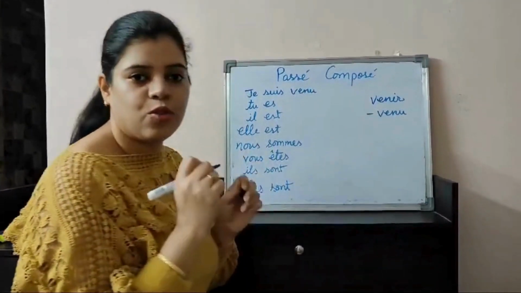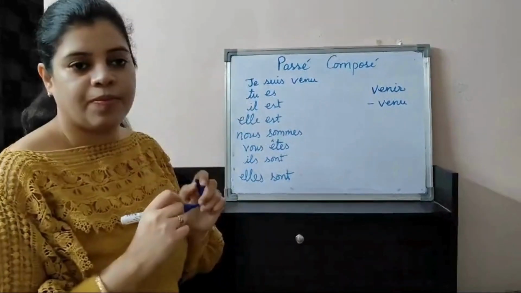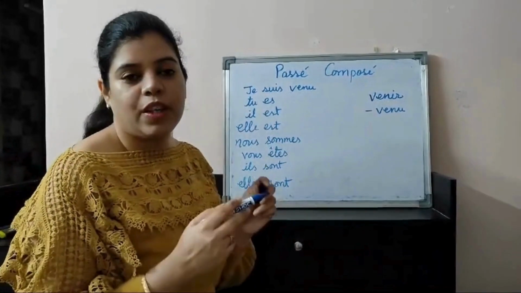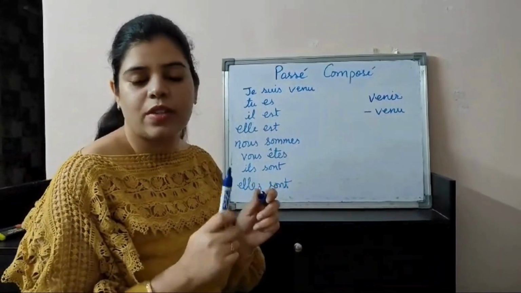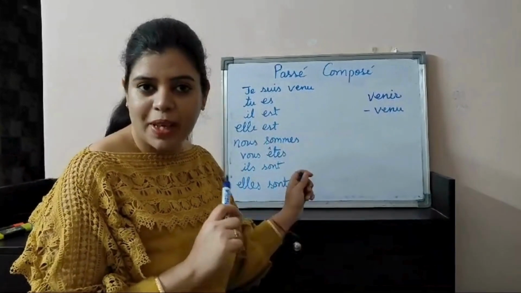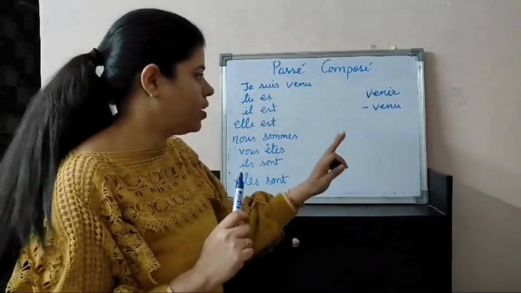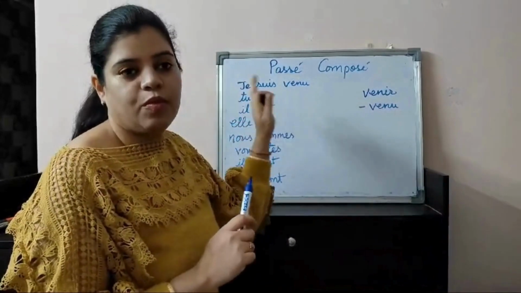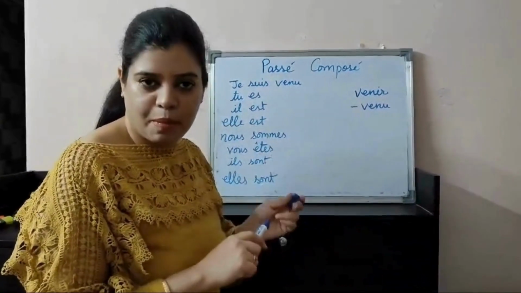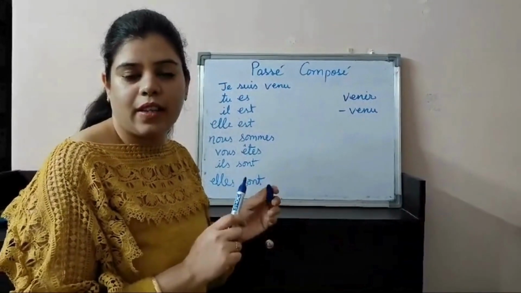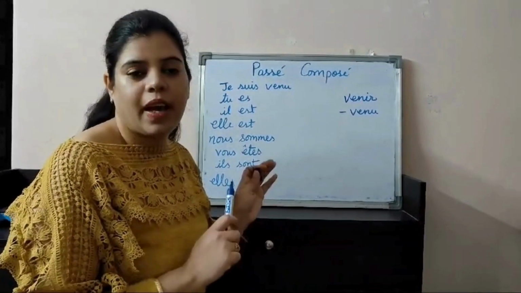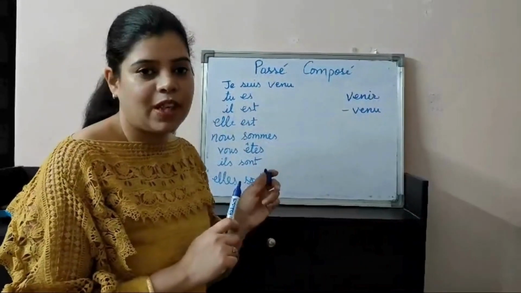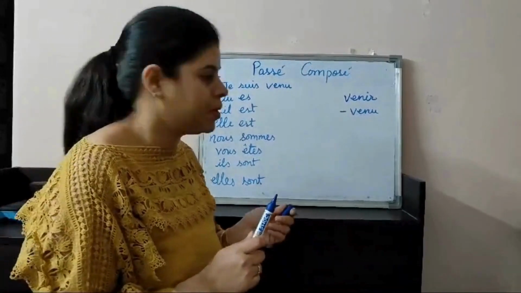Now there is a small twist in the conjugation. With être verbs we need to do the accord. Now what is accord? Accord means that we need to accord the past participle according to the subject. That means if the subject is feminine, we need to add e to the past participle, and if the subject is plural, we need to add s to the past participle.